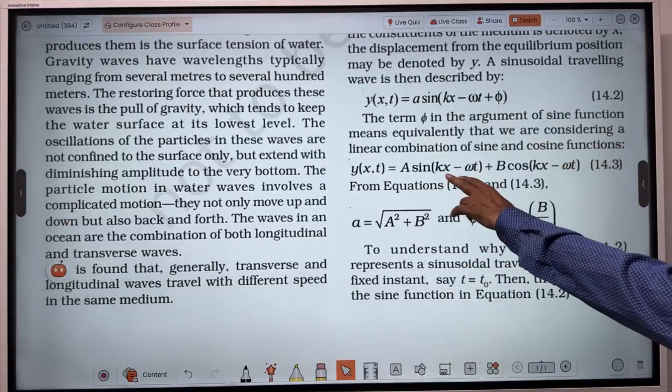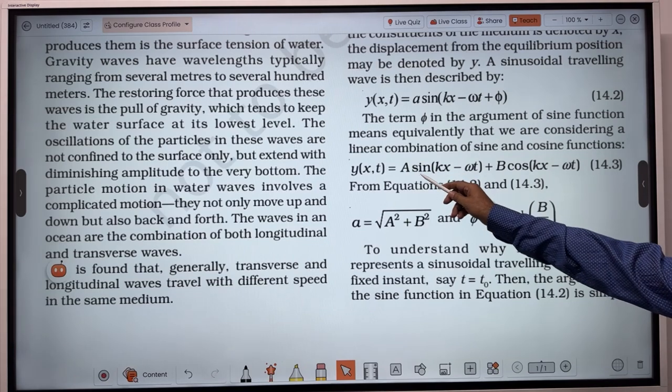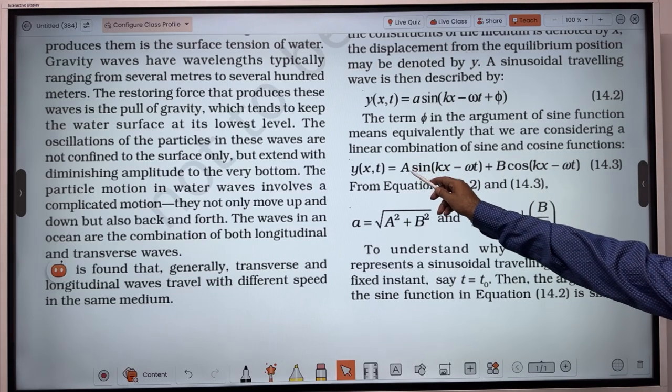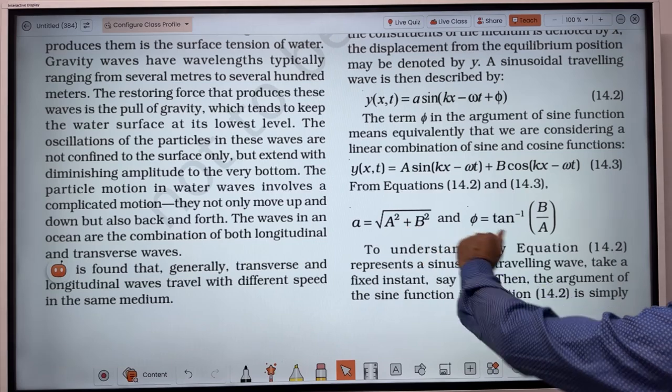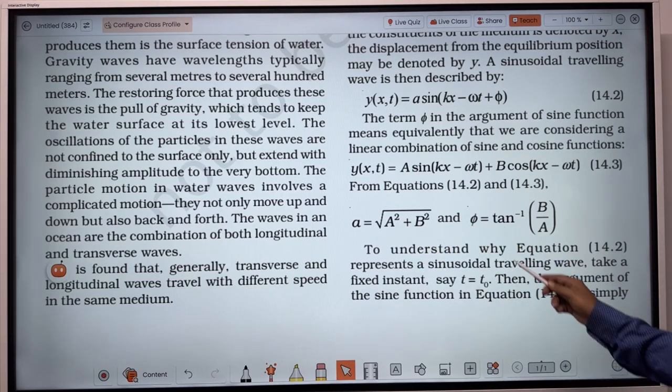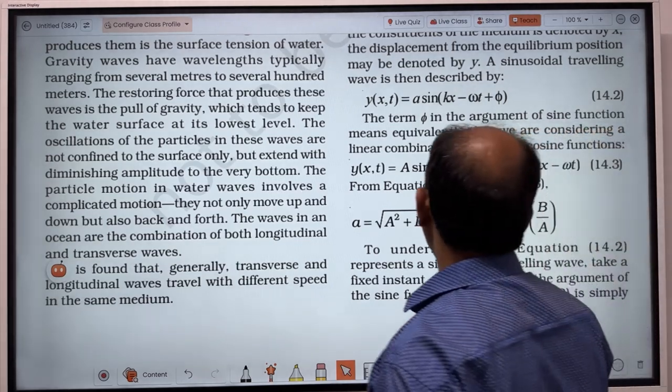Further, if we simplify, in order to get the amplitude we can write the square root of a square plus b square. So we will get this, and further we can solve to get phi, that will be tan inverse b upon a. So this thing you have understood.